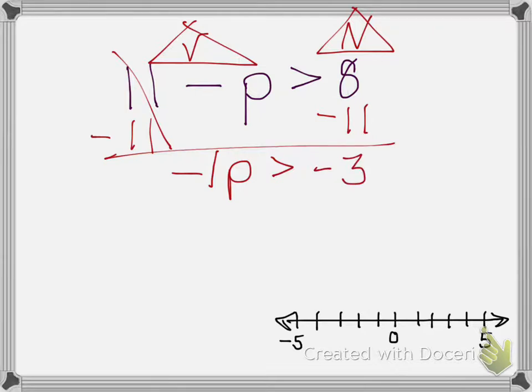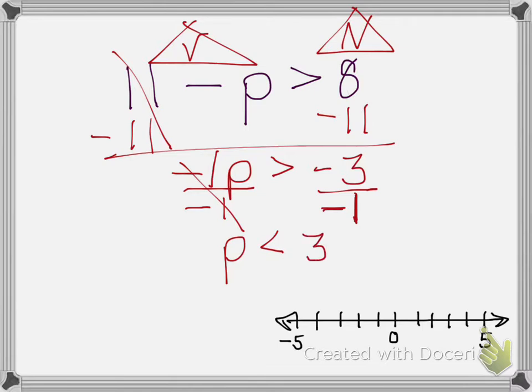And then to get p by itself, since the negative 1 is multiplied to the p, I'm going to do the inverse operation of multiplication, which is division. So I will divide both sides by negative 1. And remember the cheat I taught you guys in class. When do you flip the inequality sign? When you multiply or divide by negative. So since I divided by a negative 1, I'm going to flip that inequality sign to be a less than sign. And negative 3 divided by negative 1 is 3.